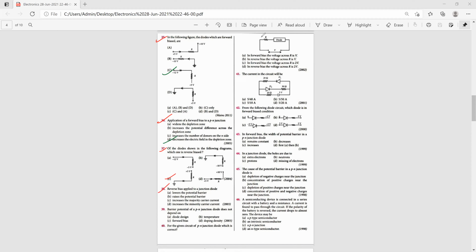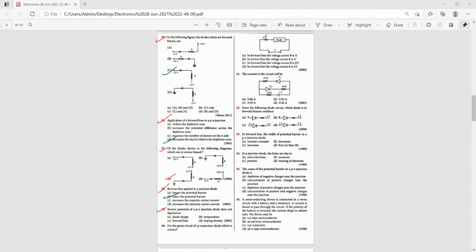38. Reverse bias applied to a junction diode lowers the potential barrier, raises the potential barrier, increases the majority carrier current, increases the minority carrier current. So when we observe the 4 options, in reverse bias, the conduction across the PN junction takes place due to minority carriers. Therefore, the size of the depletion region rises. For 38th one, this one is the right one.